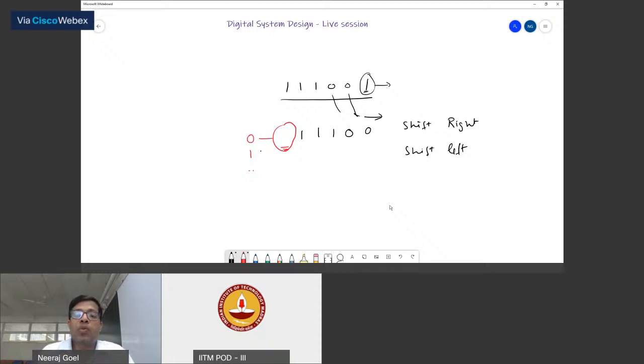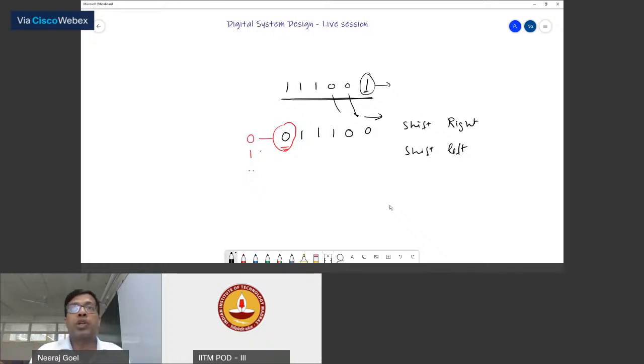How should we decide what should be kept here, 0, 1 or maybe something else? So let us see what would be the impact. If we are keeping 0 here, what does it mean? For that we have to understand how this number is represented.